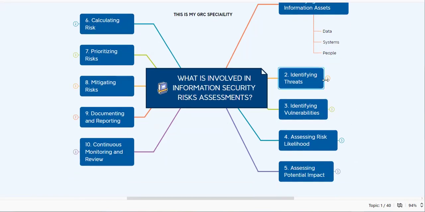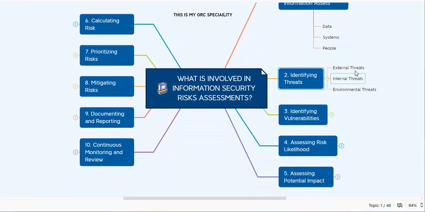Then we move on to identifying threats, which has to do with your external threats. And we're talking about, for example, your malware, your phishing attacks, your ransomware, hackers. Internal threats, whether intentional or unintentional, we are talking about your insider threats, your employee negligence, and also intentional misconduct.